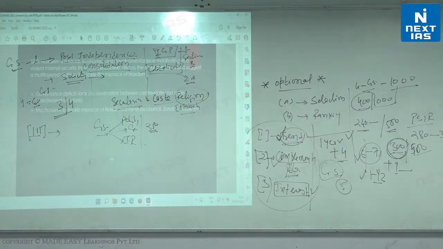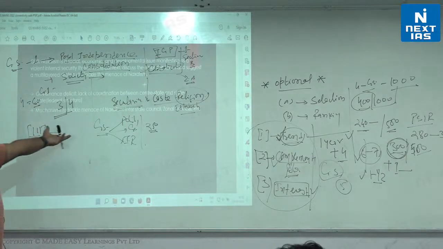The question was: Naxalism is a social, economic and developmental issue manifesting as a violent internal security threat. In this context, discuss the emerging issues and suggest a multi-layer strategy to tackle the menace of Naxalism. Now, in the IGP section we are going to discuss it.